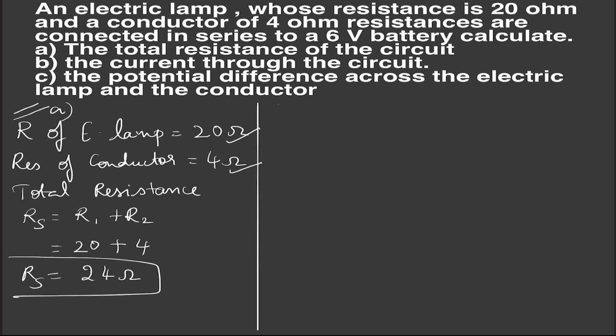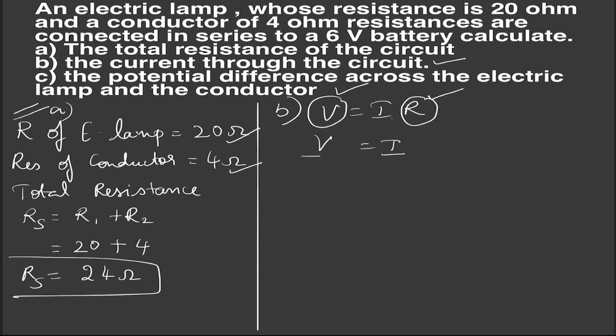Now coming to sub question B. What is the current through the circuit? What is the formula we use to find the current? That is Ohm's law, V is equal to I into R. Do we know the voltage? Yes. Do we know the effective resistance of the resistors connected in series? Yes. So since we have to find out the current, keep it on the RHS. Taking R to the LHS, it becomes divided by.